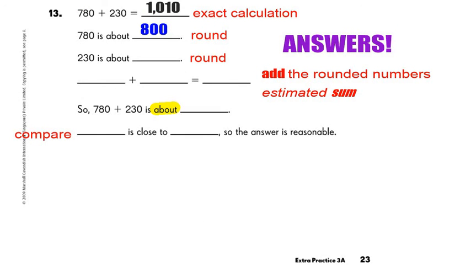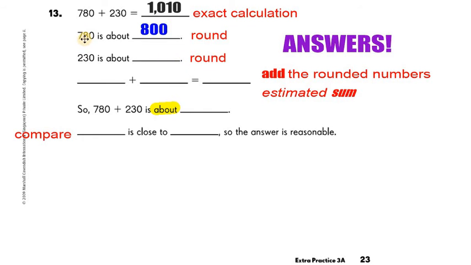All right, here's your answers. And I haven't put it all up there yet, have I? So number 13, we're starting with 780 plus 230. And they sure do look like rounded numbers, don't they? But I can round them to the hundreds, and when I round them to the hundreds, they change. So the exact calculation for those two numbers is 1010.